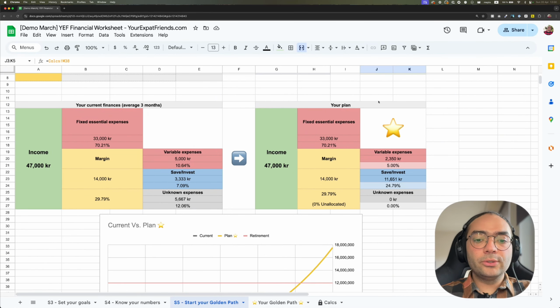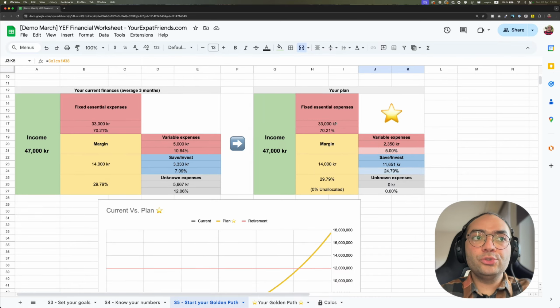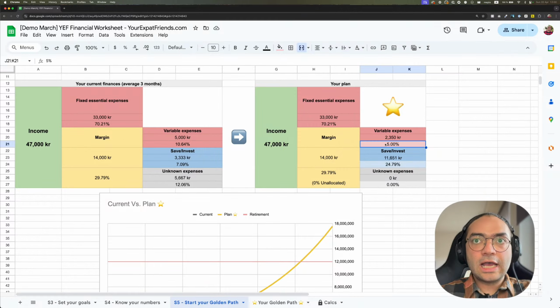But this is your whole game now. So the whole idea of this sheet right now is for you to start playing around with these percentages. How much of them can you decrease and increase? And what does it tell you?